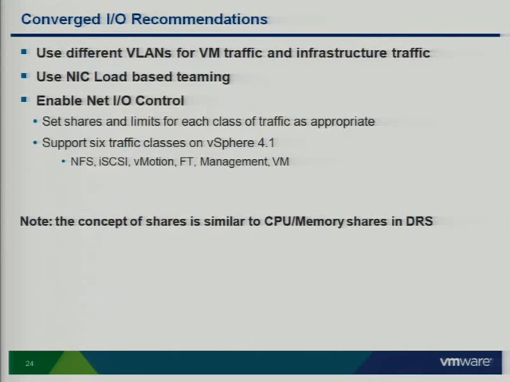The shares behave similarly to CPU and memory shares. If you use DRS, you should already be familiar with the concept. And the limits are just the absolute limits a particular class of traffic can use. For example, you can say NFS can use up to 2 gigabits per second of bandwidth. You can look up the configuration guide for additional details.